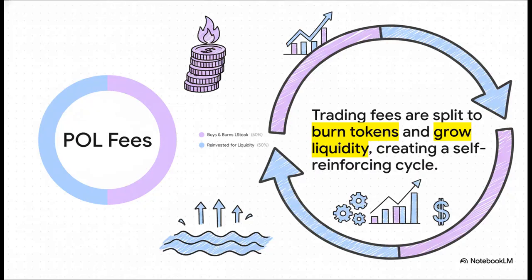So LStake's trading pool works exactly like that lemonade stand. Every single trade in that pool generates a tiny fee, and that fee gets split right down the middle, 50-50. Half of it is used to buy LStake tokens and just burn them. Poof, reduces the supply. The other half goes right back into the pool to buy more lemons and sugar, making the pool bigger and deeper. A deeper pool makes trading smoother for everyone, which means more trading, which means more fees, and the cycle just keeps feeding itself. It's awesome.